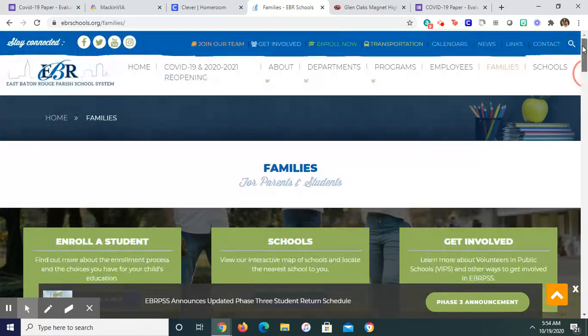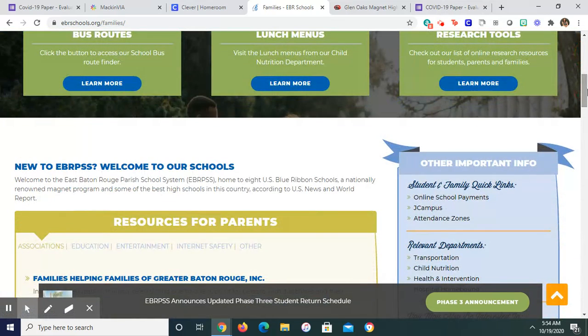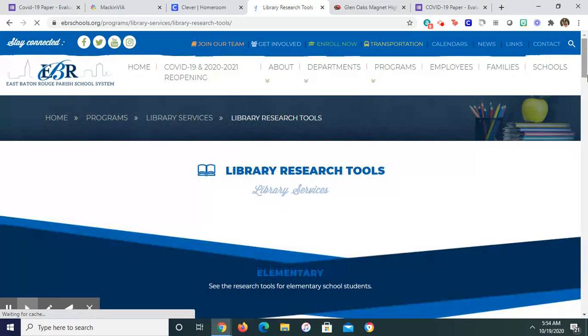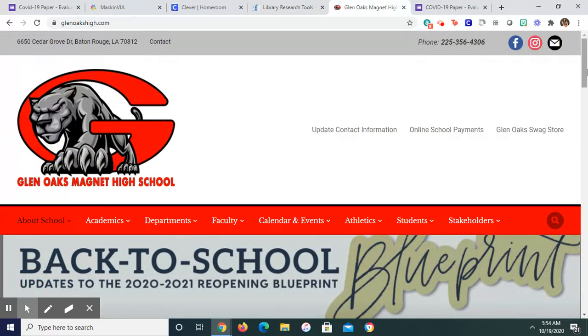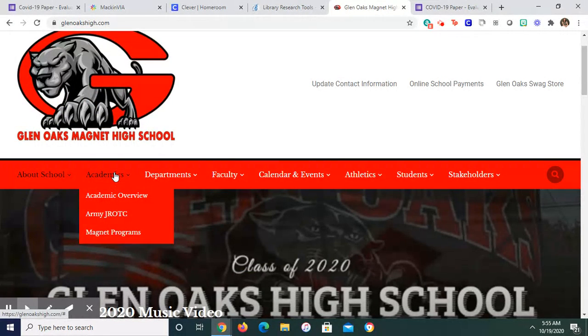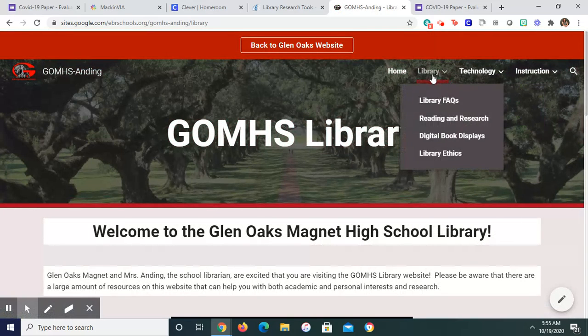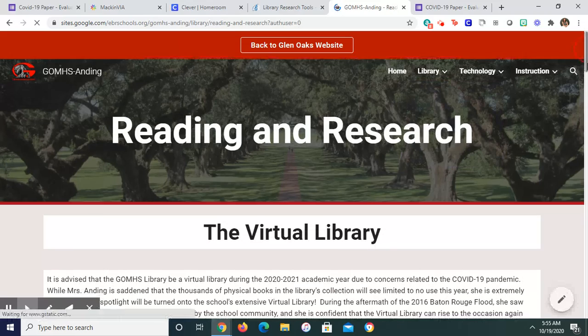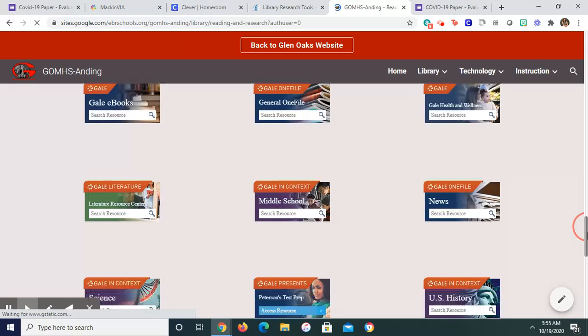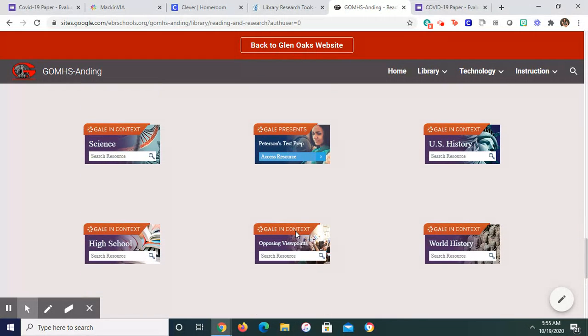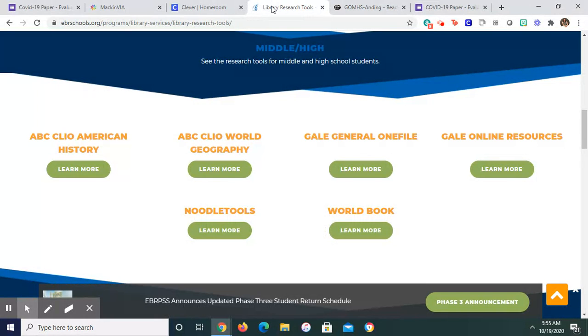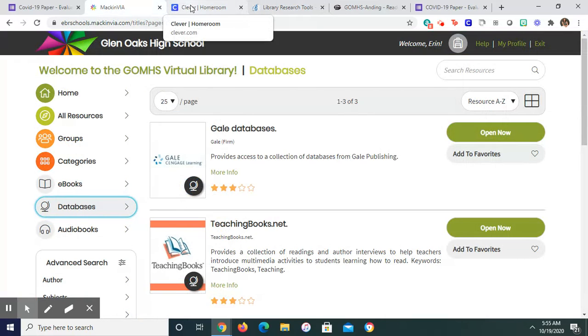You can go to the school district website. You go to the website, you go to families, go to research tools. There's Gale. You can go to the school website, glenoakshigh.com, go to academics. Oh, sorry, we've been moved. Library and technology. It's fine by me. Reading and research. Gale databases. Opposing viewpoints. Now on this one and this one, you're going to need the password off campus. This one and this one, you're using Google single sign-on, so you're going to get in.